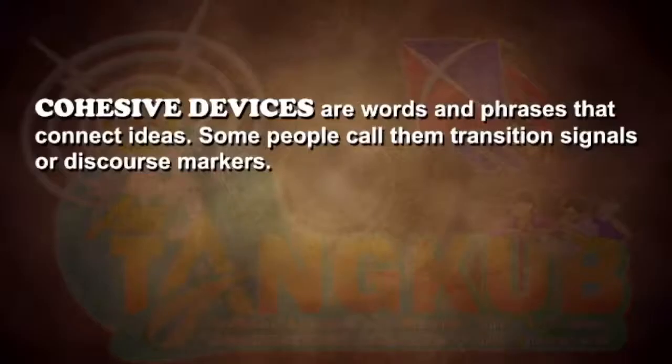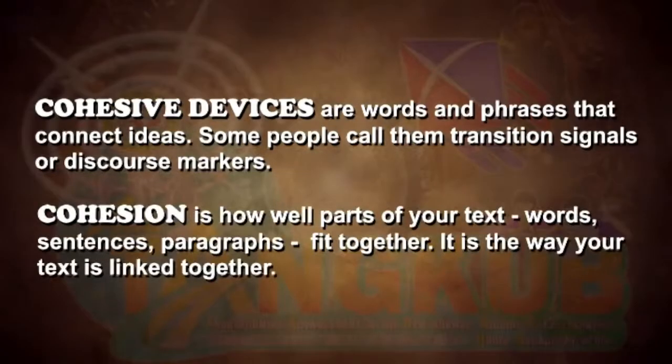To get started, let us be guided by these terms and their definitions. Cohesive devices are words and phrases that connect ideas. Some people call them transition signals or discourse markers. Cohesion is how well parts of your text, such as words, sentences, and paragraphs, fit together. It is the way your text is linked together.